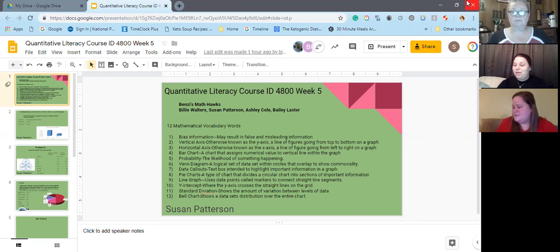Sounds good. Okay. All right, my next question is for Ashley. Ashley, what is the X and the Y axis? The x-axis is at the bottom of the graph and goes from left to right, whereas the y-axis is beside the graph and goes from top to bottom.